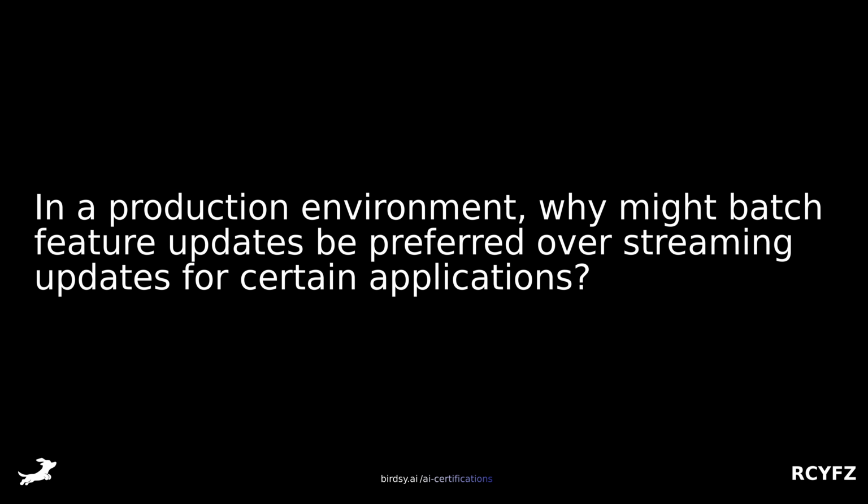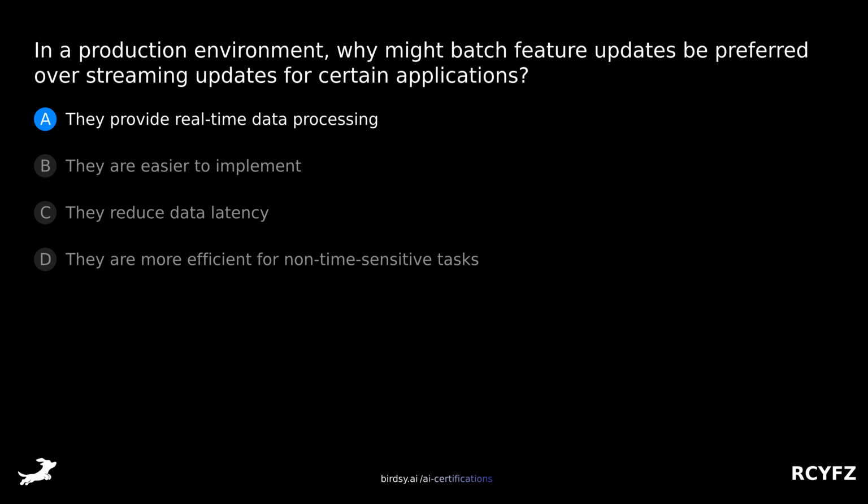In a production environment, why might batch feature updates be preferred over streaming updates for certain applications? Is it A, they provide real-time data processing? B, they are easier to implement? C, they reduce data latency? Or D, they are more efficient for non-time sensitive tasks? The answer is D, they are more efficient for non-time sensitive tasks.